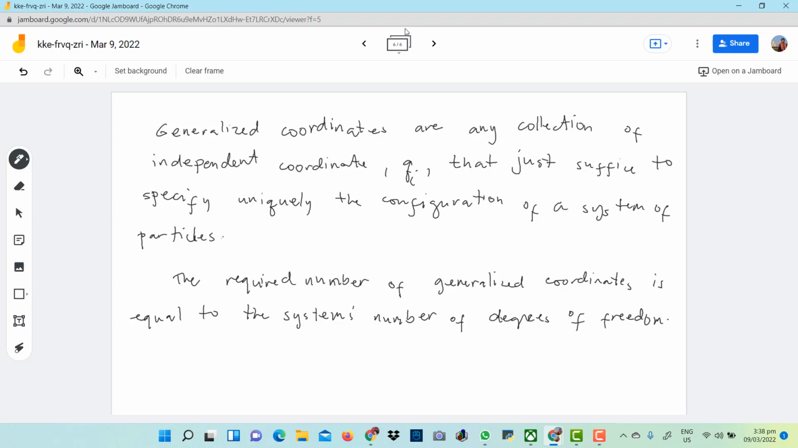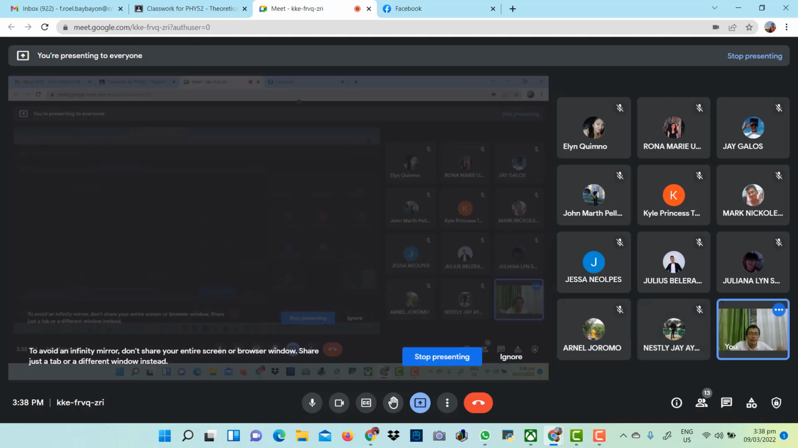And we know how to count, right? We know how to count how many degrees of freedom are in our system. For example, I have two particles, mass 1 and mass 2. How many degrees of freedom are in your system? Anyone? I have two masses freely moving in space. M1 and M2 are freely moving in space. Question is, how many degrees of freedom are there in your system?